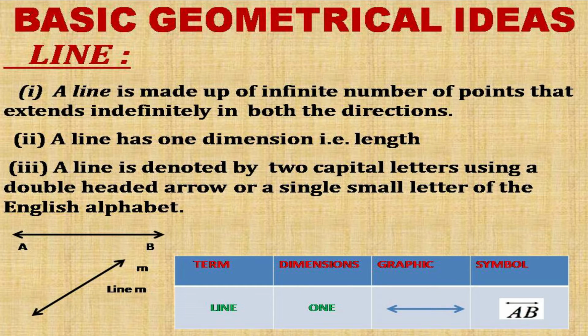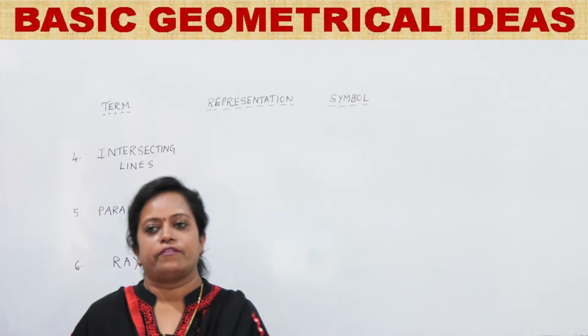So let us summarize what we learnt about line. A line is made up of infinite number of points that extends indefinitely in both the directions. A line has one dimension, that is length. A line is denoted by 2 capital letters using a double-headed arrow or a single small letter of the English alphabet. You can see both the examples there. And in the table you can see the symbol of the line being shown as AB with a double-headed arrow over the letters that we have used. Now you have understood about line.